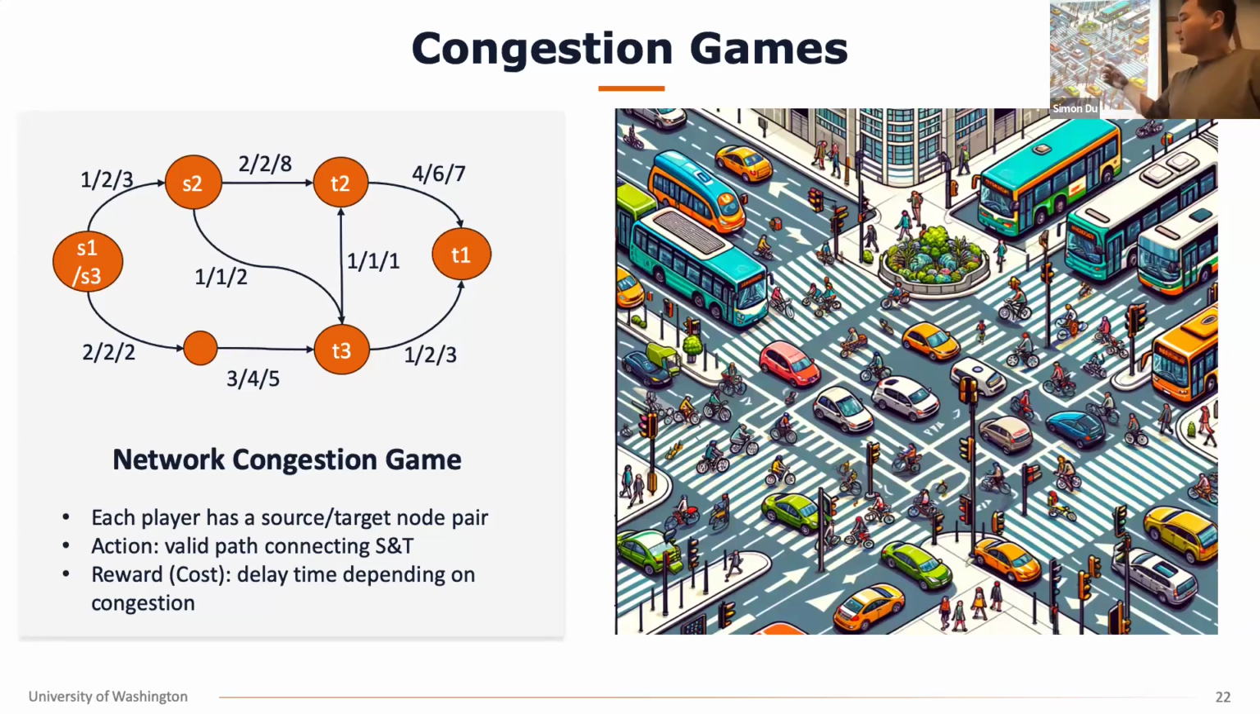However, if you assign a lot of pieces of goods on the same road, then you will incur a higher cost. Okay, that's why it's getting congested. So the goal in this game is to find the optimal strategy, to pick the best path connecting each source and target. That's a congestion game.